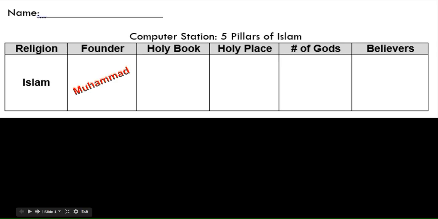Good morning, sixth graders. Today is Monday, November 9th, and today we're going to be continuing our talk about the religion of Islam. Remember, Islam is the third monotheistic religion that we've studied in this unit. The first was Judaism, then we talked about Christianity, and now we've been talking about Islam.